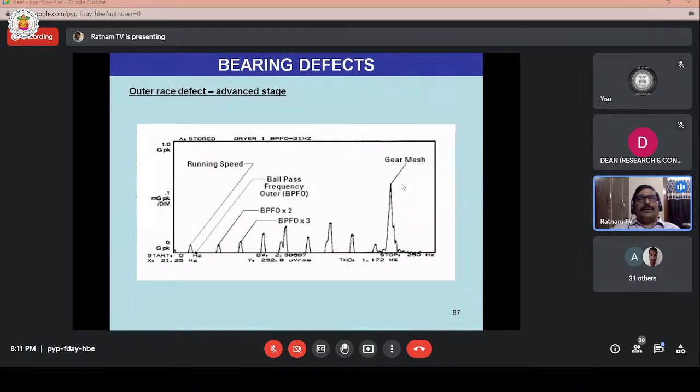The typical outer race defect is shown in this spectrum. So this first one is running speed, ball pass frequency, twice the ball pass frequency, thrice the ball pass frequency, attributed to outer race defect. This last component belongs to gear mesh frequency also. They appeared in this spectrum.